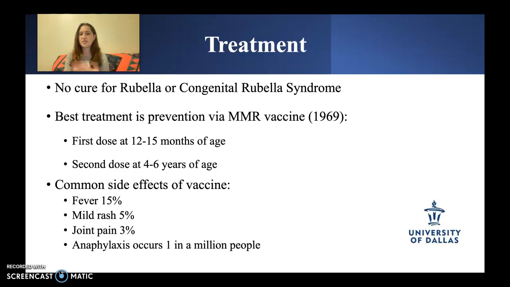So what can we do about these diseases? The best treatment is prevention via the measles, mumps, and rubella vaccine, which again was developed in 1969. Now, under CDC guidelines, the first dose is recommended at 12 to 15 months of age, and then the second dose is recommended at 4 to 6 years of age.